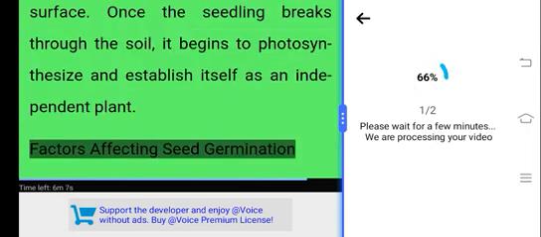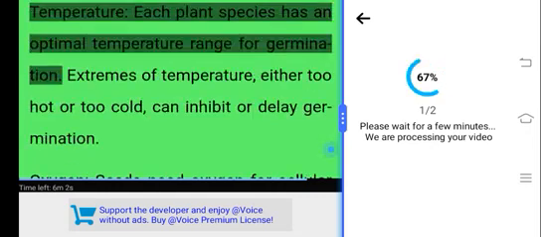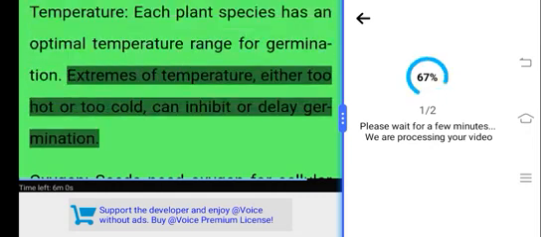Factors affecting seed germination. Water availability. Seeds require an adequate amount of water for imbibition to activate their metabolic processes. Lack of water can prevent germination. Temperature. Each plant species has an optimal temperature range for germination. Extremes of temperature, either too hot or too cold, can inhibit or delay germination.